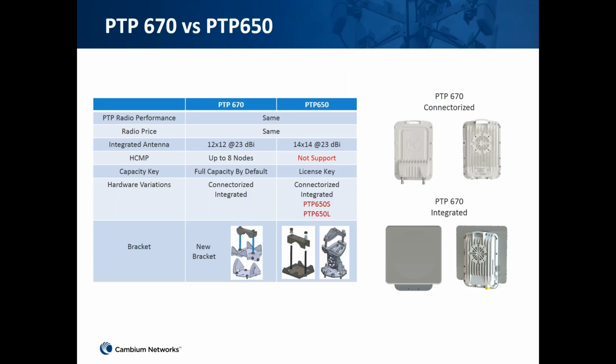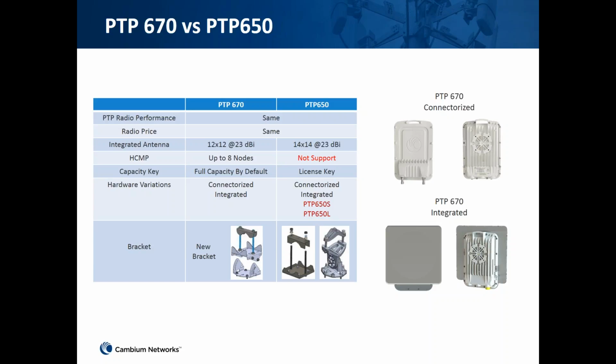So in terms of radio performance, the PTP 670 is similar to the PTP 650. With respect to price, the PTP 670 is similar to the PTP 650 for those variations. The PTP 670 integrated antenna is 12-inch by 12-inch, whereas the PTP 650 antenna was 14-inch by 14-inch. These are integrated versions, but we have managed to keep the gain the same at 23 dBi.